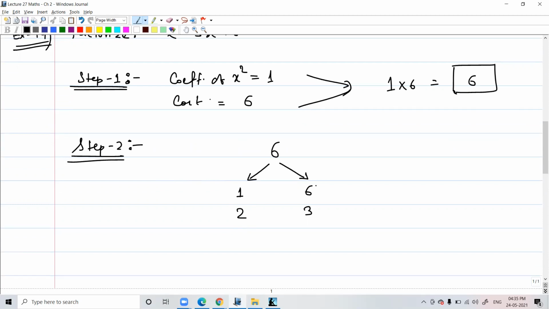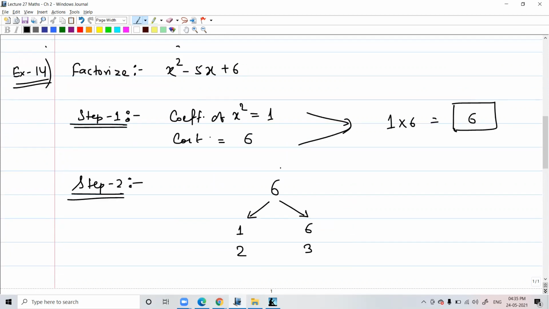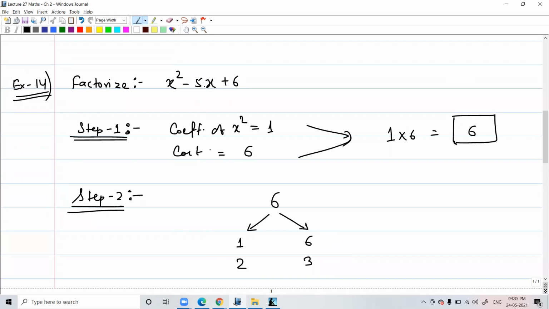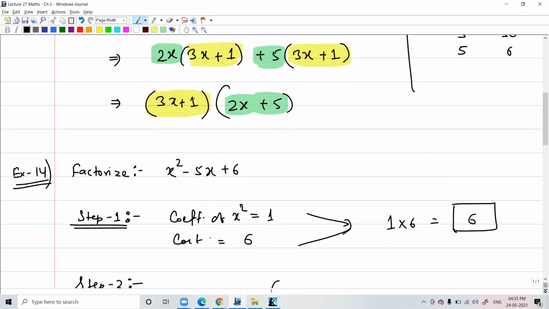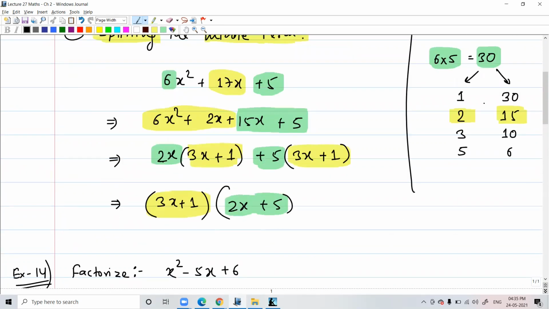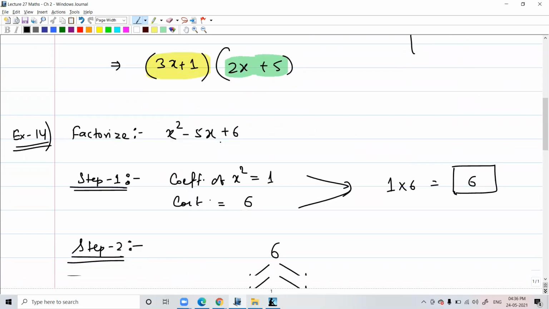Now, out of these two pairs, 1 and 6 makes one pair, and 2 and 3 makes another pair. Now, I have to choose in such a way that when I add or subtract, remember, addition can also be done, and subtraction can also be done. In the previous problem, you just had a 2 and a 15, and by adding them, we were able to get a 17, right? So we had to do addition there. There was no problem. We just added 2x plus 15x. But we have a choice. We can do subtraction also if needed. Okay.